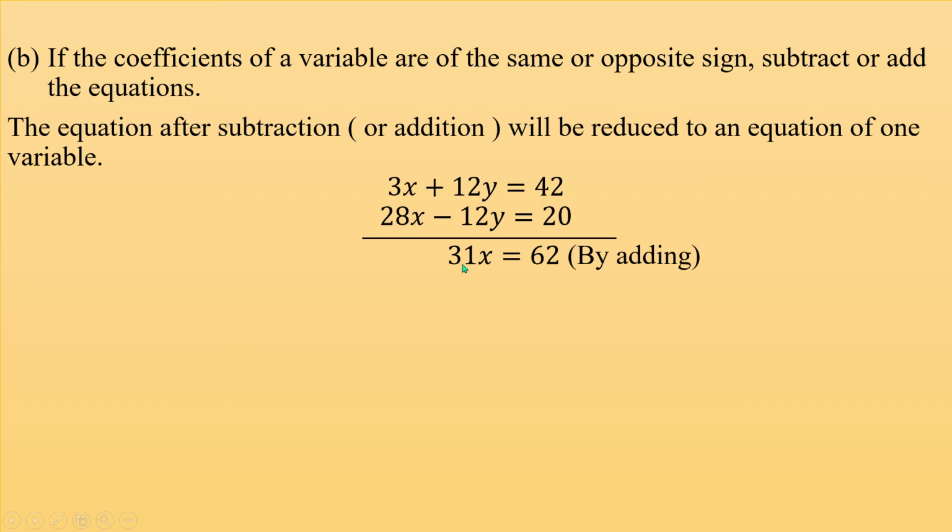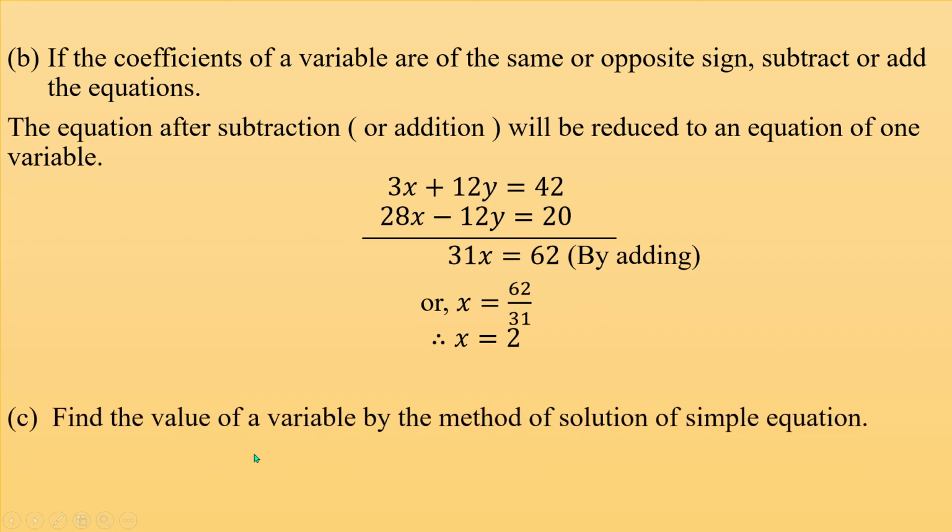Now the equation 31x equal to 62. This is the equation of one variable. Clear? Now calculate. We get x is equal to 2. Clear? And find the value of a variable by the method of solution of simple equation.